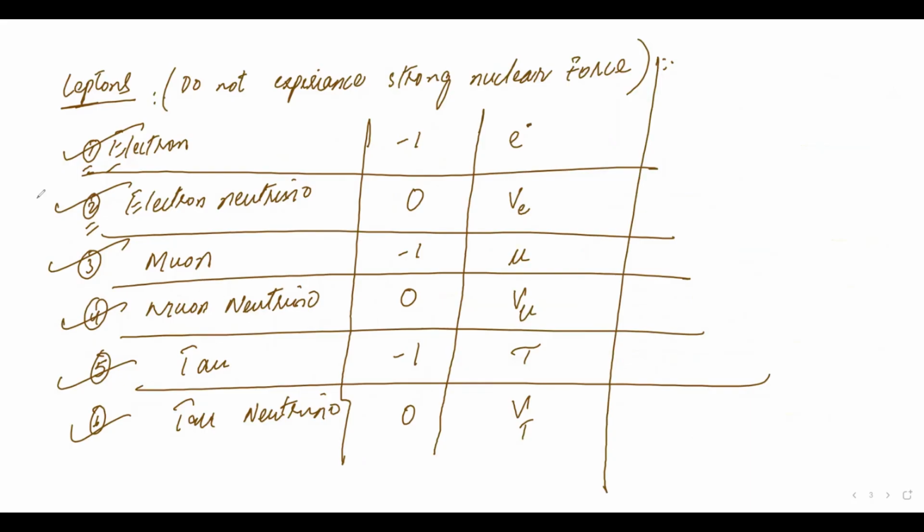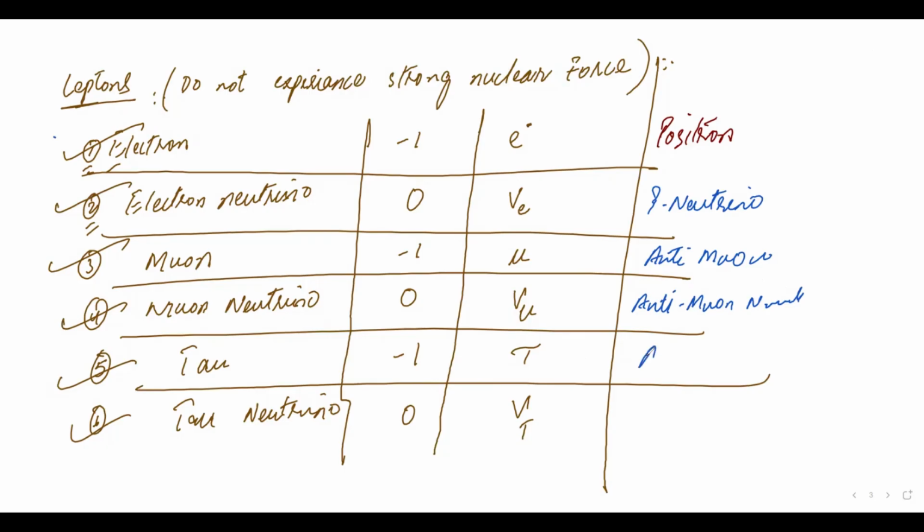For example, the antiparticle of the electron is known as a positron. Got it? Now, similarly, the antiparticle of the electron neutrino is known as the anti-electron neutrino. The antiparticle of the muon is anti-muon. The antiparticle of the muon neutrino has to be anti-muon neutrino. They've got the same thing but the opposite charges. For the tau, it has to be anti-tau as well.